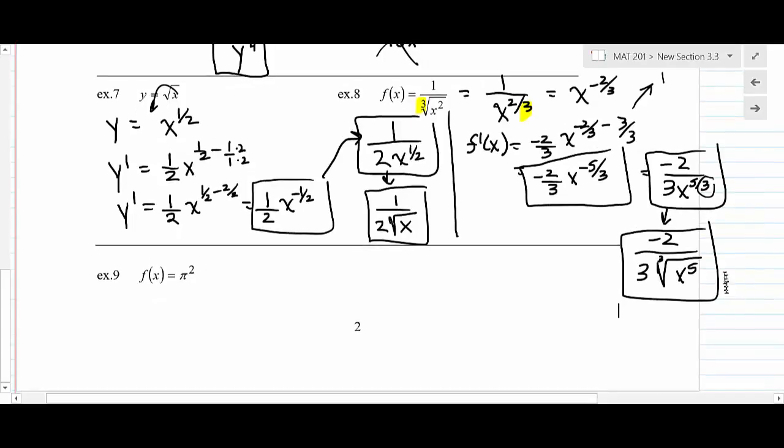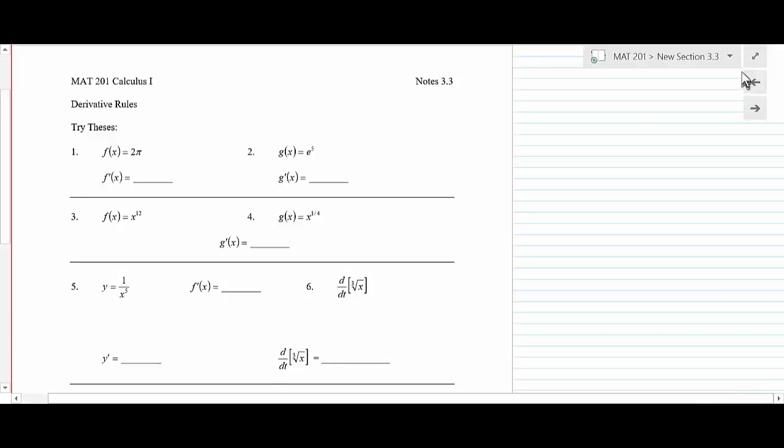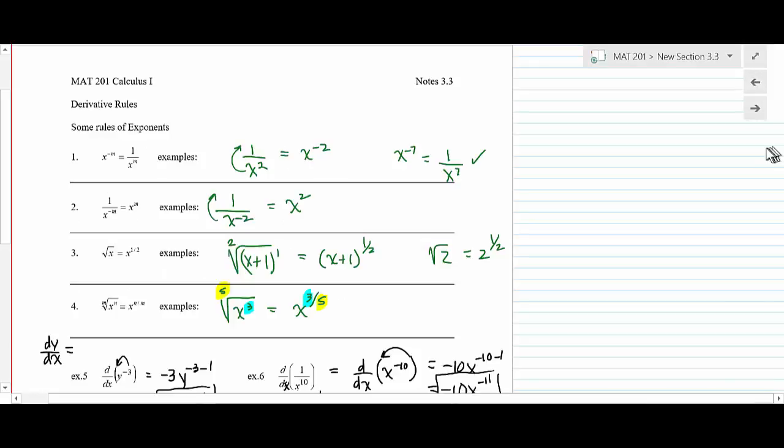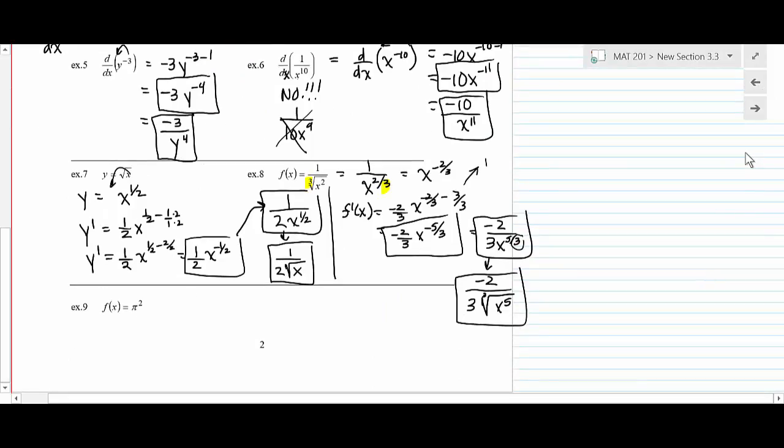So let's do this one here. Then I'm going to let you do a few problems, then we'll take a break after you do some problems. What's the answer to this one? 2 pi. I knew someone would say that. That's why I asked. That's okay. It's not 2 pi. It's 0. That's right, that's constant.